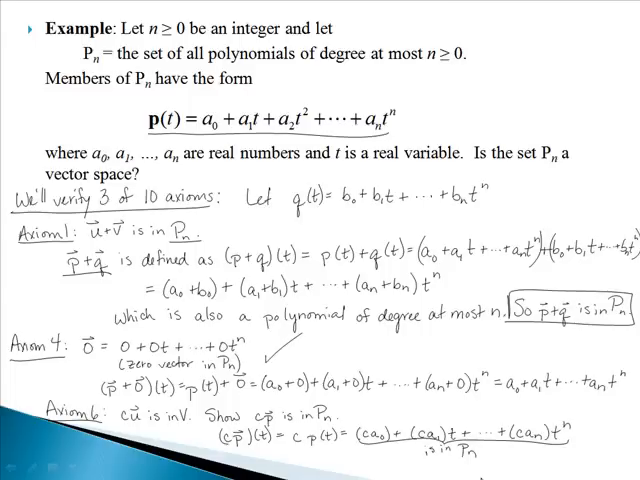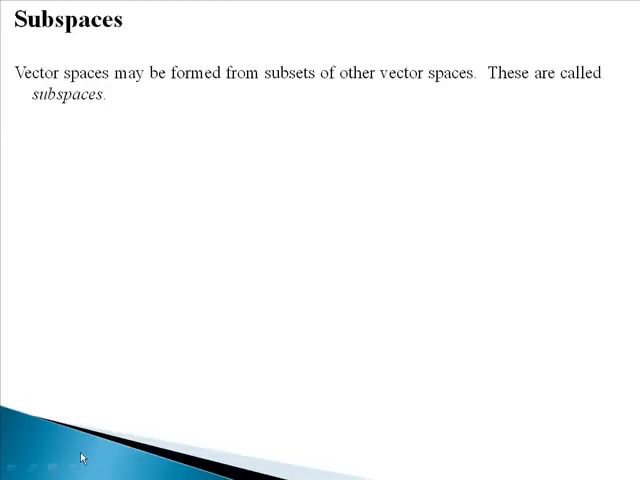And you can check that the other 7 hold as well. They do. So what we're saying then is that P sub n is a vector space. And there's a reason that we looked at only these 3, and we're going to look at that next. We're going to talk about subspaces.